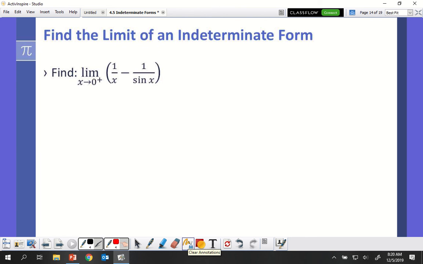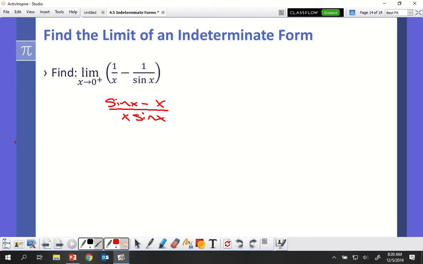So let's go ahead and try and put these two together. Can we put them together? Yeah, common denominator, all that good stuff, right? Okay, so that's going to be sine x minus x over x sine x. Okay, good. All right, so now from there, we're going to actually try and do it from there.